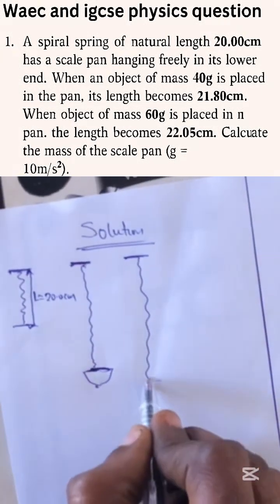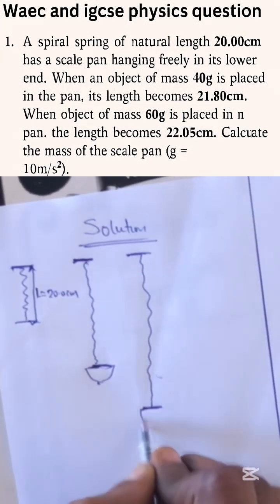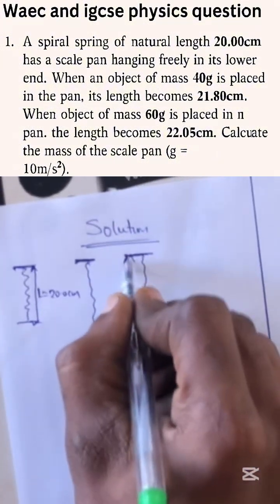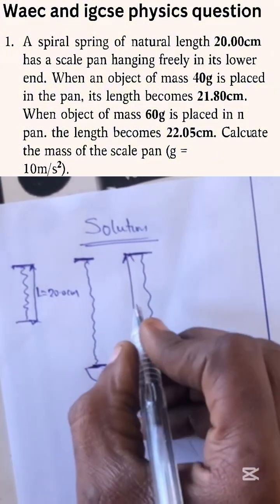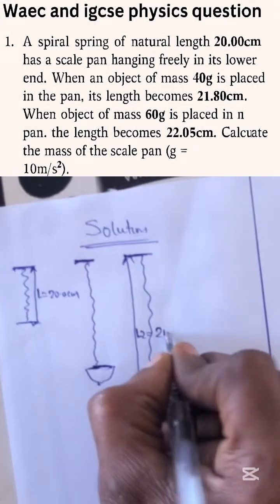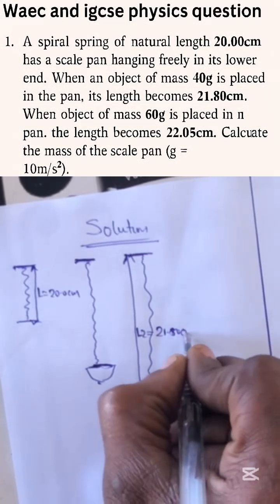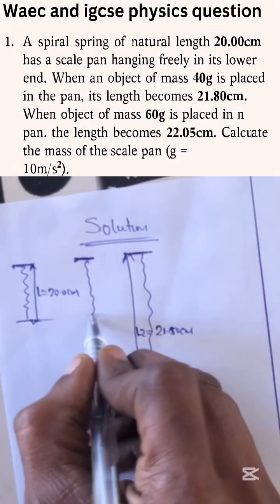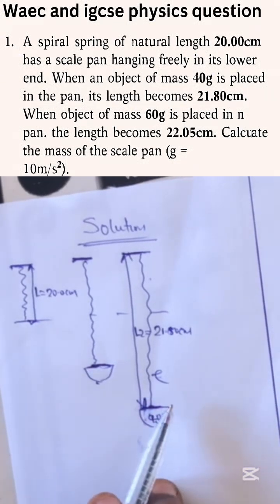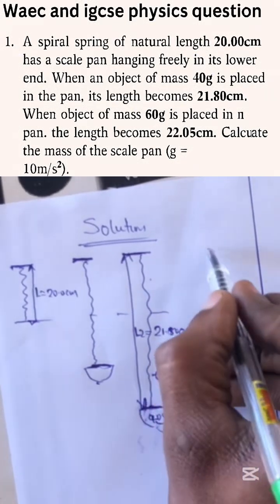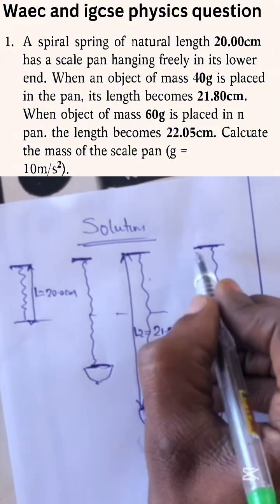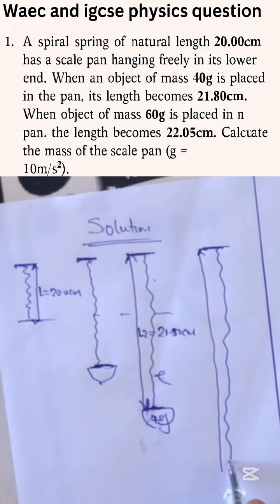A 40 gram mass was added to the scale pan, which gave a total length that we'll call L2, the final length, 21.80 centimeters. This shows that our natural length remains, but this causes an extension. Now, the 40 gram mass was removed, and a 60 gram mass was added, which caused a total length.